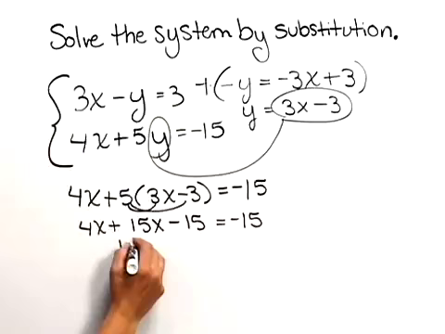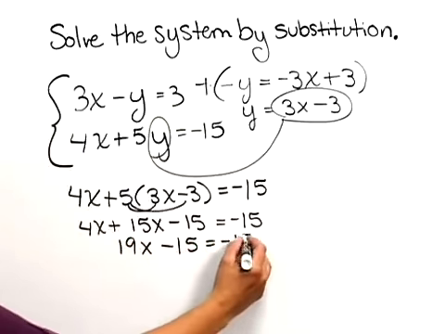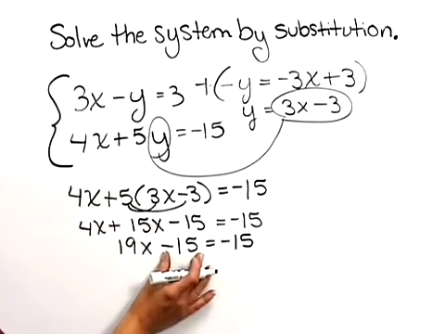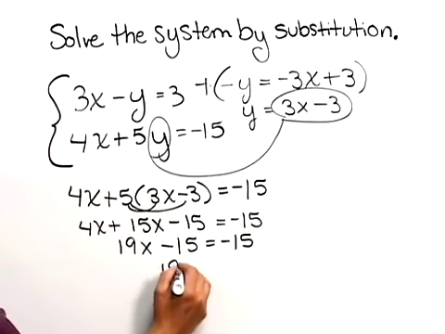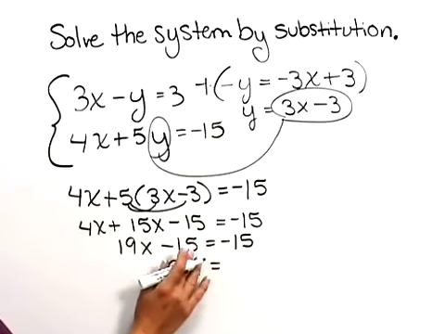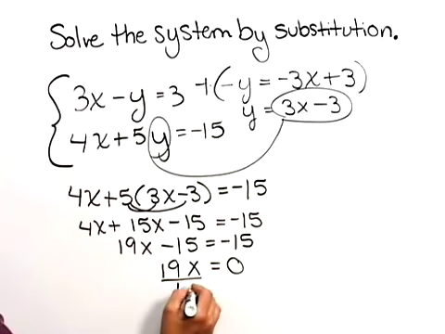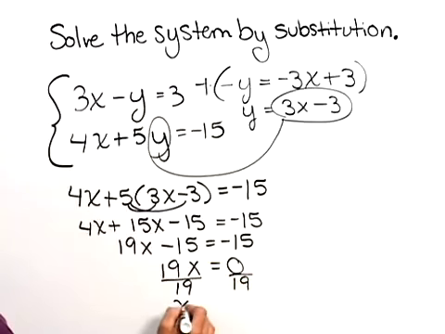Combining your x's here, we get 19x minus 15 equals negative 15. If we now move our negative 15 by adding 15 to both sides, we're left with a 19x over here. Adding 15 to that makes it disappear. And when I add 15 to that, I get 0. Now, if I just divide by 19, my x will be isolated, and x ends up being 0.